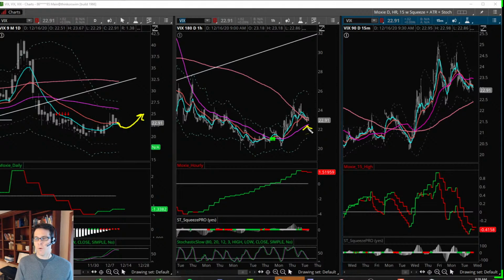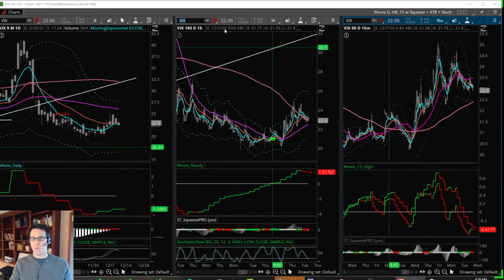What if price either holds the hourly 50 and moves up, or if we do get another dip down, what if it comes up like this and this is yet another trampoline move? What if that's what we get? So we need to be on the lookout for that.